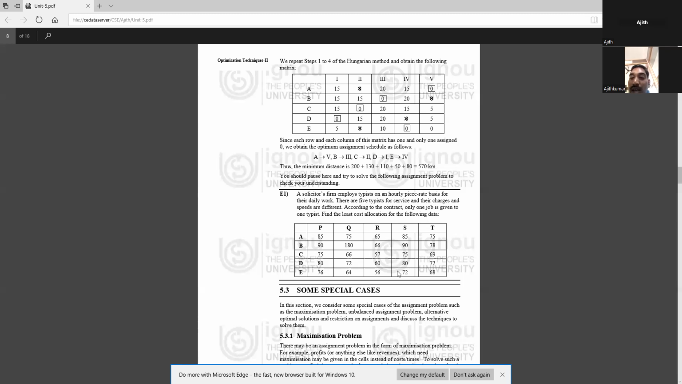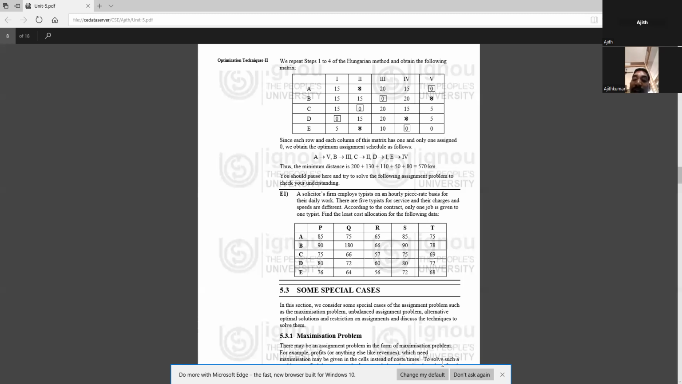And finally, in column 4 we have selected, which means the 5 or 0 is also cancelled, so here not marked, you have to cancel them, and only 1 zero is present in column 5, and that is A5. So mark them. So the answer will be A to 5, B to 3, C to 2, D to 1, and E to 4.